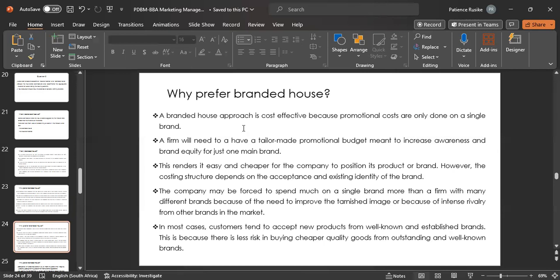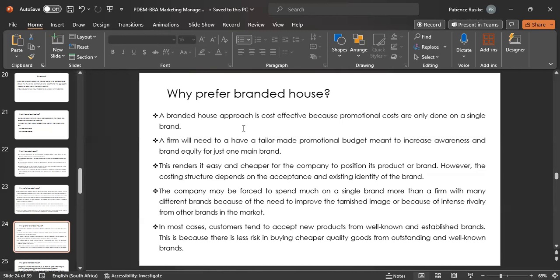It is cost effective as a benefit because promotional costs are only incurred on a single brand. I think I've mentioned that because you are focused. It's called focused marketing. You're focused on a single brand for all these different or multiple products. A company needs to have a tailor-made promotional budget to increase awareness and brand equity for just one main brand. So basically, the name of the company is the brand because it is representing all these multiple products.